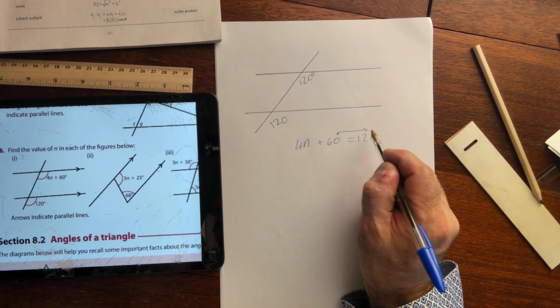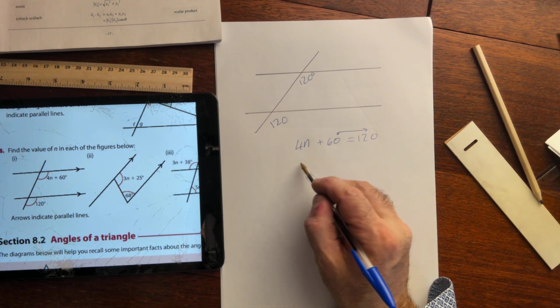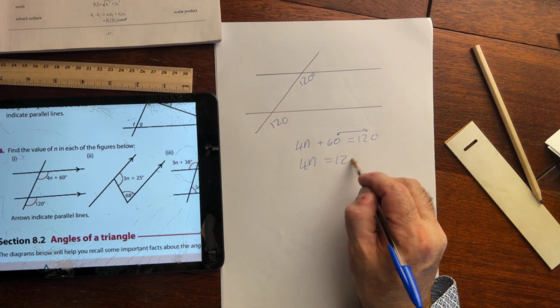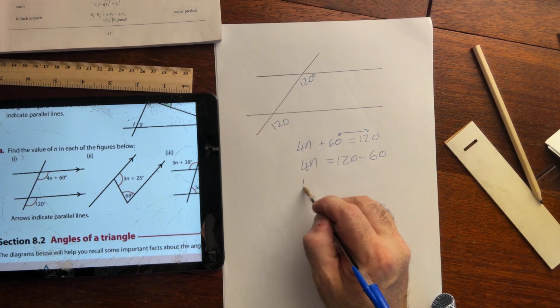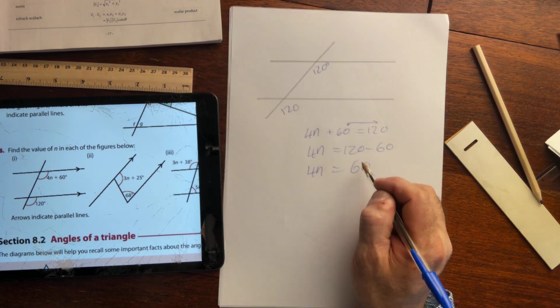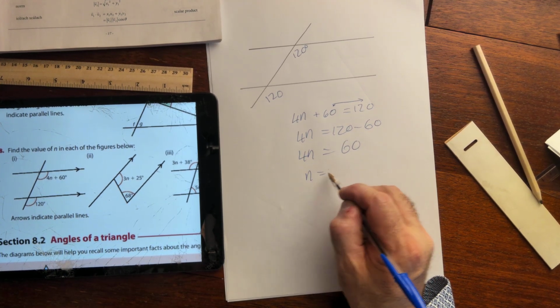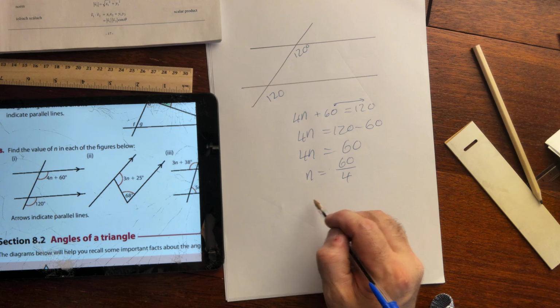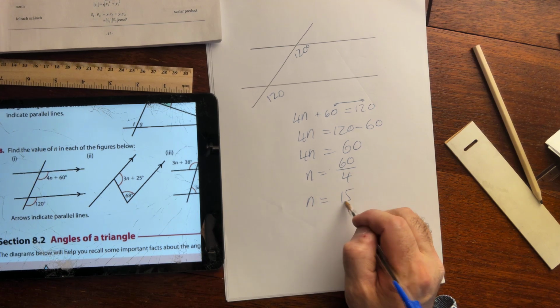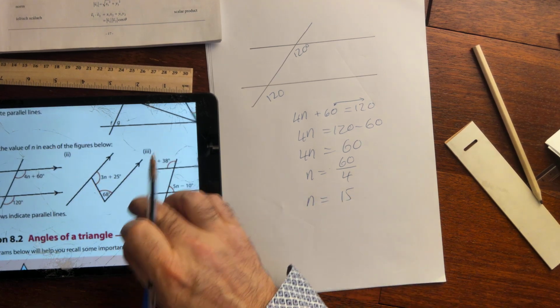So we'll transpose the 60 term across and get 4n equals 120 minus 60. 4n equals 60. And now we'll divide down the 4 factor. So n equals 60 over 4, n equals 15. Great.